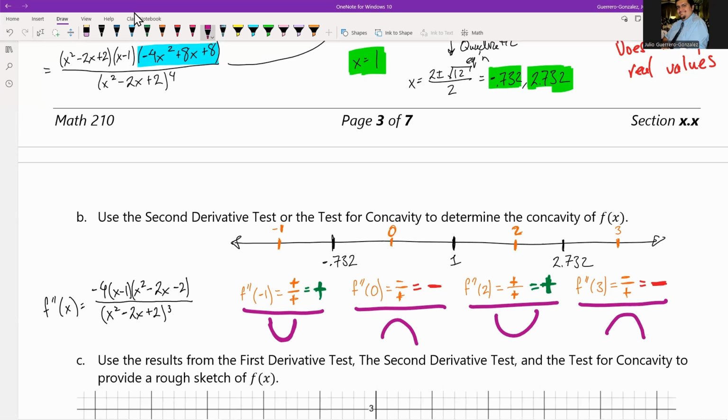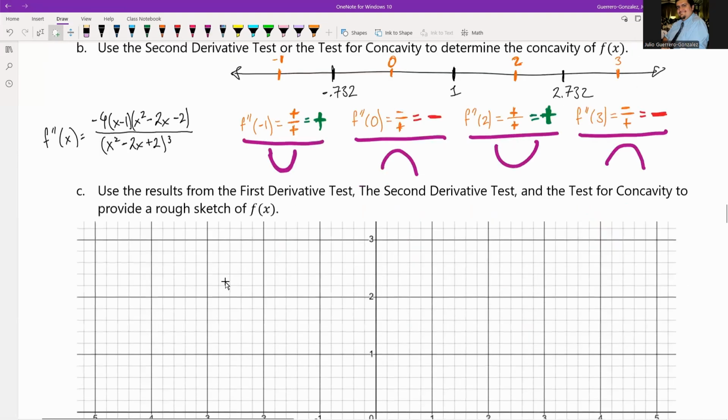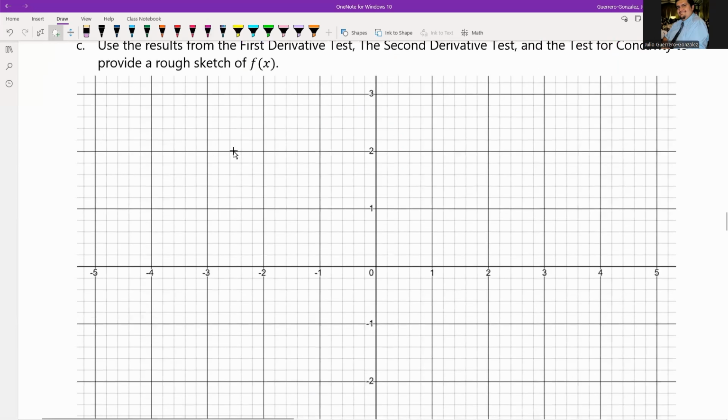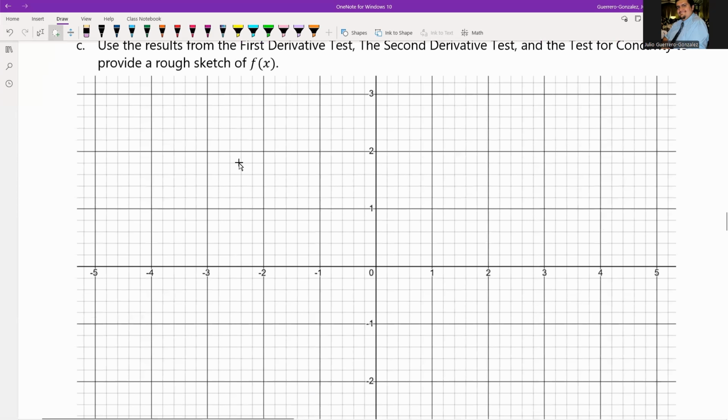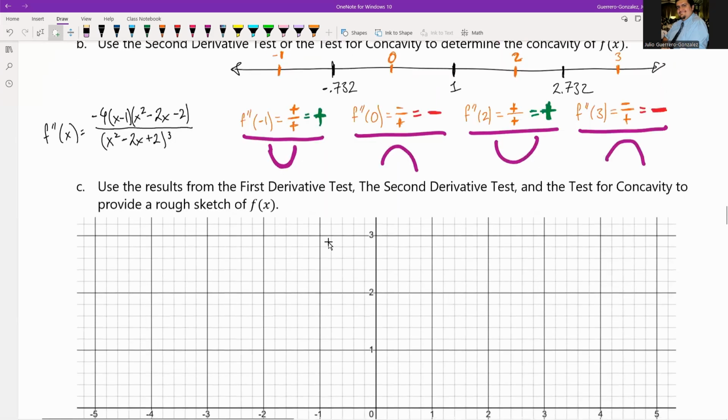That's it. All right, so now there's one thing left for me to do. And what that's going to be is the very last thing I'm going to have to do here: I'm going to use the result from the first derivative test and the second derivative test and the test for concavity, basically what I did for the two examples, to provide a rough sketch, okay? And how I'm going to do that is this.